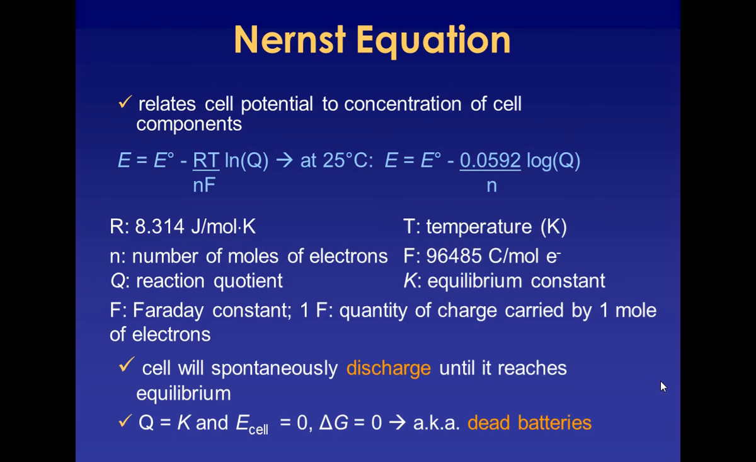There may be times where you do have to write a half reaction to determine that value for the number of electrons. I also want you to notice that when you are at 25 degrees, we write it in terms of log of Q versus natural log of Q. And I am not about to go through the math on that to explain why that works. Just know that when you're at 25 degrees, make sure you're using log.